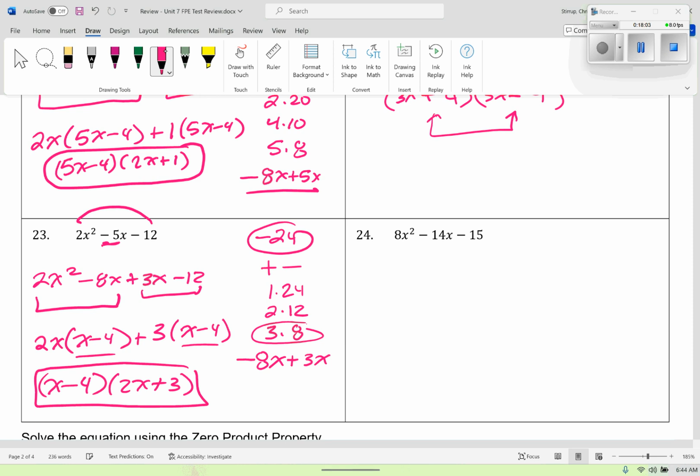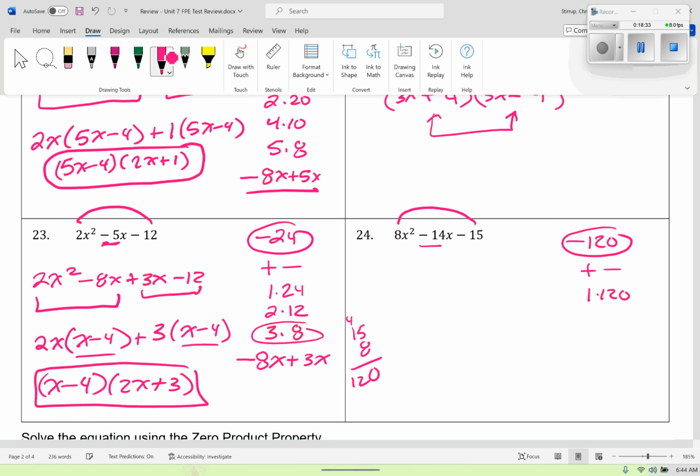Okay, so let's see. Old way, I'm going to multiply 15 times 8. So I get a negative answer. So what's 15 times 8? I'm just going to do it right here. I don't have a calculator with me. 8 times 5 is 40. Carry the 4. That's 120. So -120. Okay, in order to get a negative number when multiplying, one has to be positive, one has to be negative. We want to figure out which of those two numbers would multiply together to give me -120 and add to give me -14.